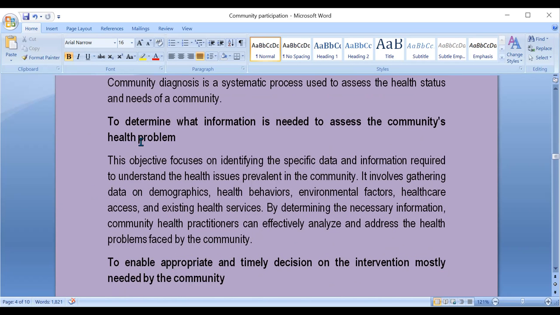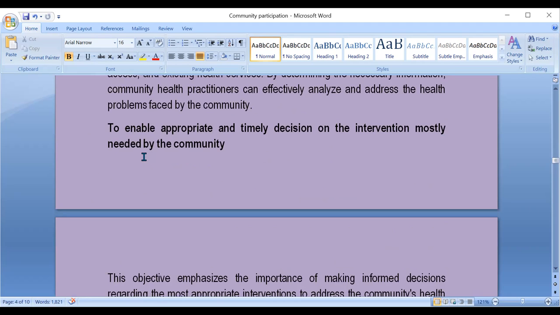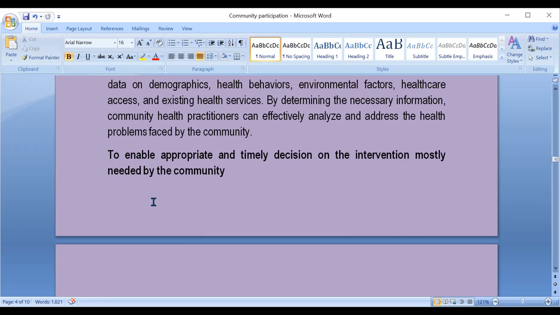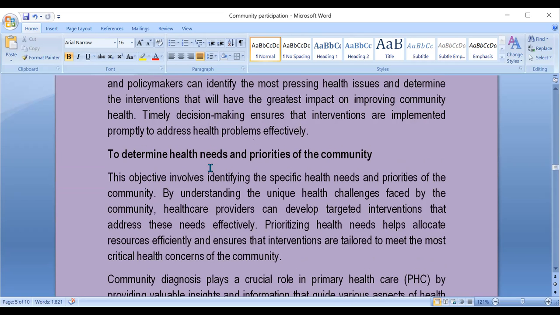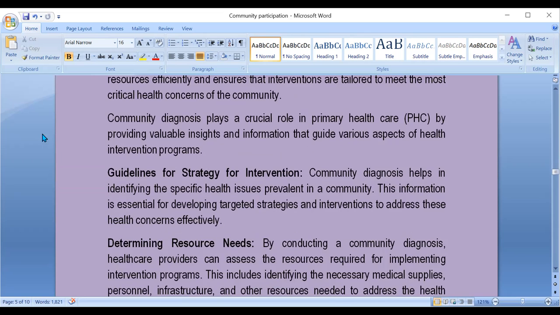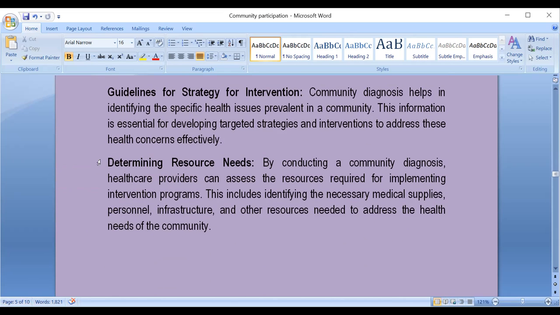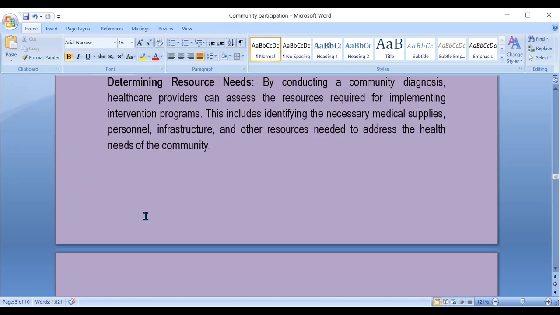So the aims why you use community diagnosis is to determine what information you need for you to come up that this is their problem. Then to enable you engage in appropriate and timely decision on intervention most likely needed by the community. Then to determine the health needs and priorities of the community. Then to enable you gather the guidelines for strategy for intervention. Then to help you determine the resources needed.